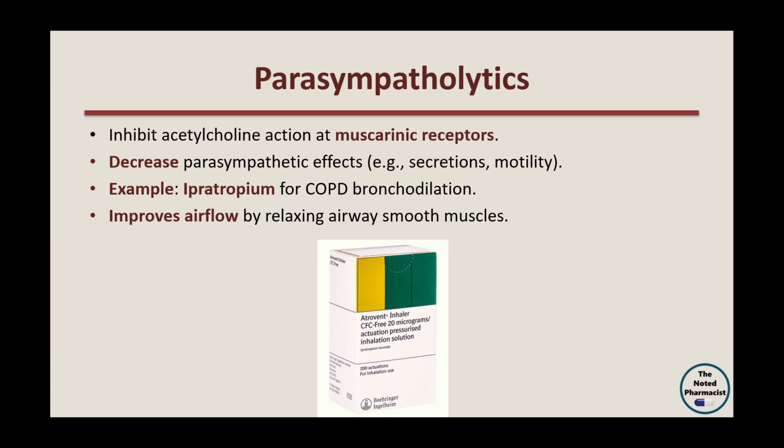Parasympatholytics, also known as anticholinergics, inhibit the action of acetylcholine on muscarinic receptors, reducing parasympathetic nervous system activity. This results in effects such as bronchodilation, decreased glandular secretions, and reduced gastrointestinal motility. For example, ipratropium bromide is a muscarinic receptor antagonist commonly used in the management of chronic obstructive pulmonary disease, COPD, to relieve bronchospasm. By competitively blocking acetylcholine in the airway smooth muscles, ipratropium improves airflow and alleviates respiratory symptoms.